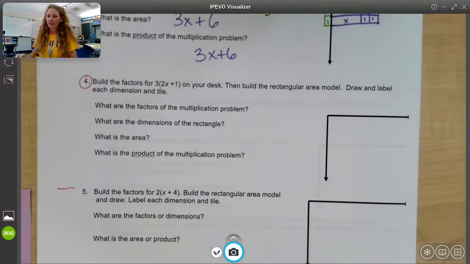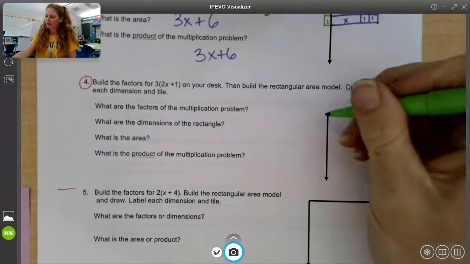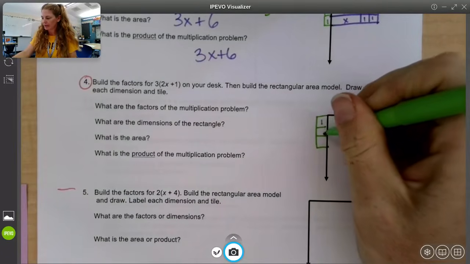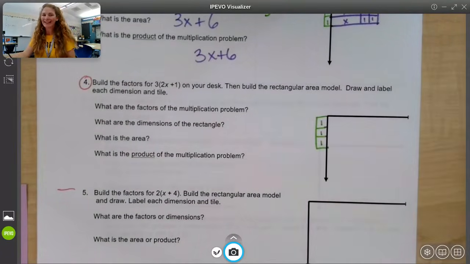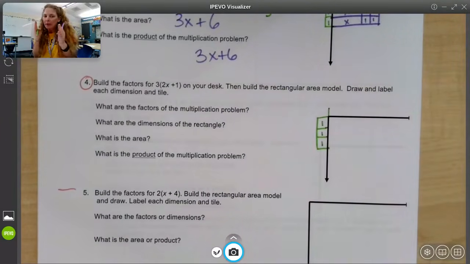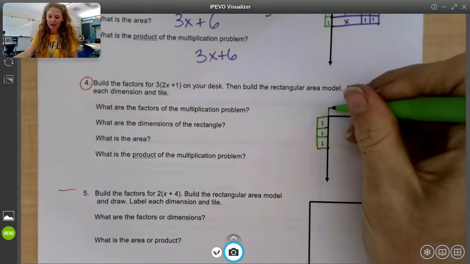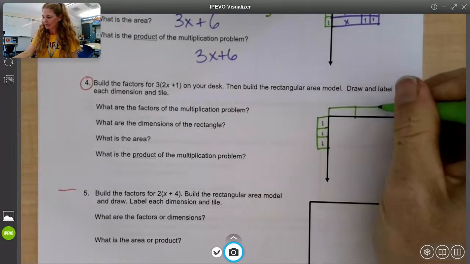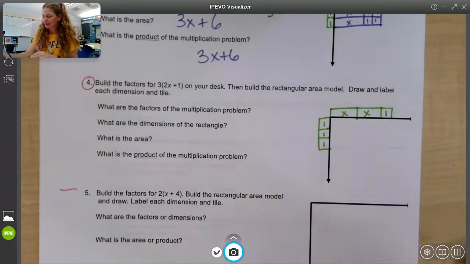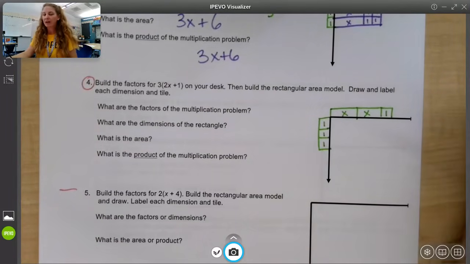So we have 3 groups of 2x plus 1. So we're starting with 3 on the outside. Again, we're going to draw the 1s in there so we can clearly see that those are singles and not really short x's. And we have 2 x's, x and x, and a single. So again, remember, distribution is just fancy multiplication.